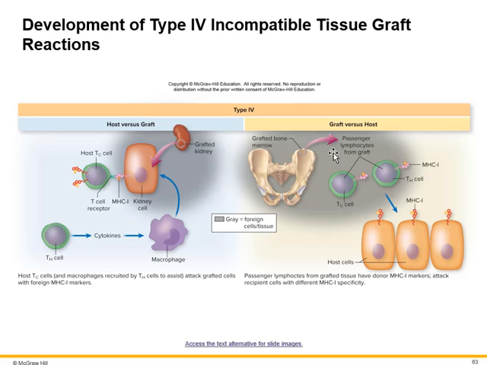Graft versus host is when you have these passenger lymphocytes from the graft that get into the body, and they're looking for a particular MHC complex, which the recipient of this graft does not have. And so it's the actual graft that is going to damage the host.